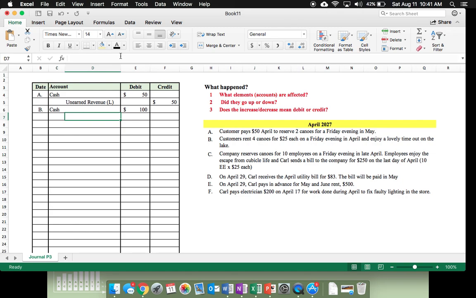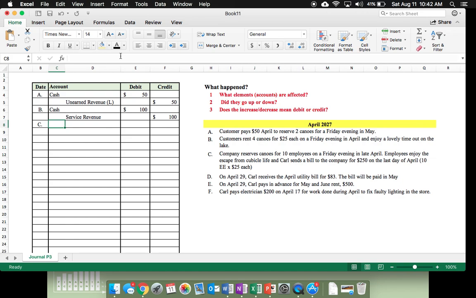Okay. He has earned revenue. The performance obligation that he has for these customers has been fulfilled. He has allowed them to use the canoes out on the lake, and so he has earned revenue. How do we show an increase in revenue? Revenue is a credit account. Why is it a credit account? Because it increases retained earnings, which is equity, and equity is increased with a credit. So we're going to credit service revenue, $100.